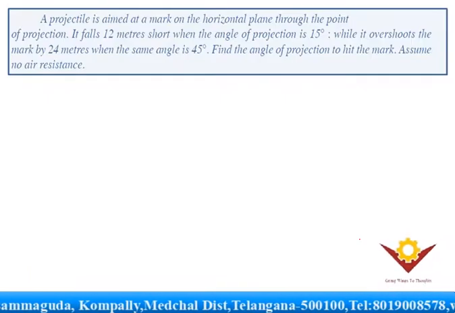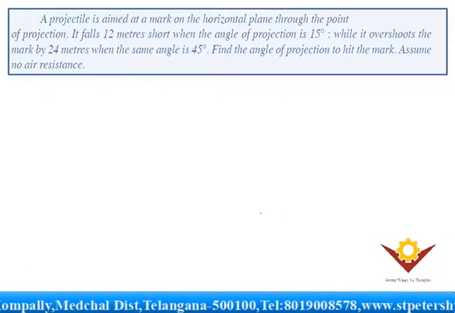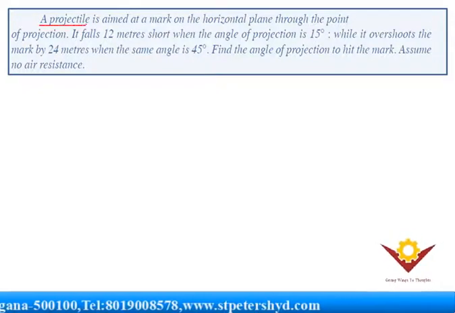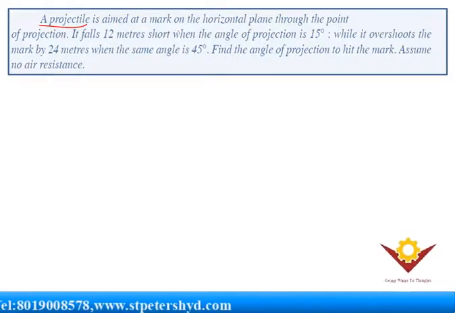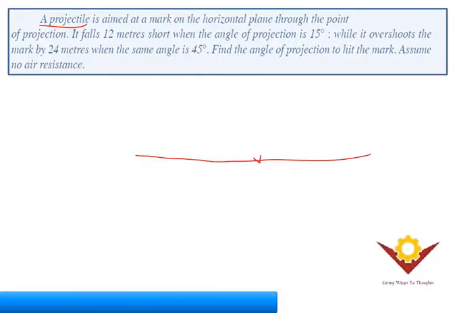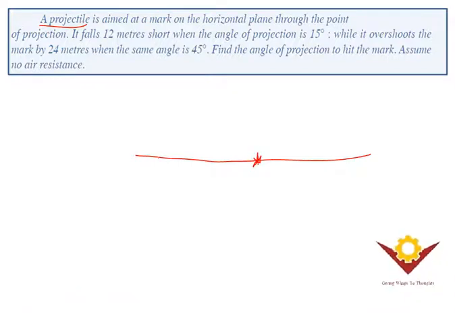Clear? And now we'll see a small problem on these projectiles. A projectile is aimed at a mark on a horizontal plane. On a horizontal plane, he just assumed one target from the point of projection. We don't know what the distance is and all. A mark on a horizontal plane through the point of projection.